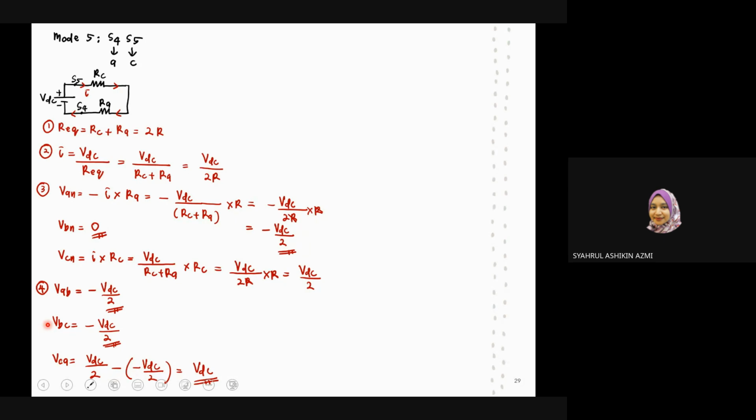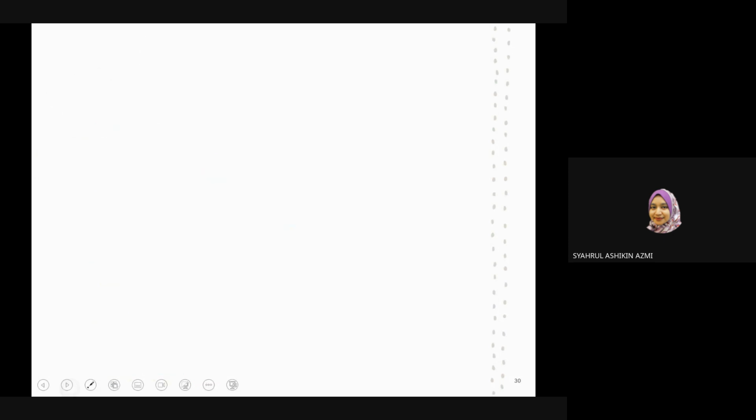Okay, as for next, this will be your mode number 6. In mode number 6, you will have switches S5 and S6. You can always refer back to the gating signal waveform to check on this. S5 is the upper switch for phase C, S6 is the bottom switch for phase B.